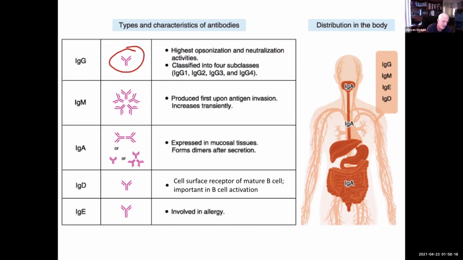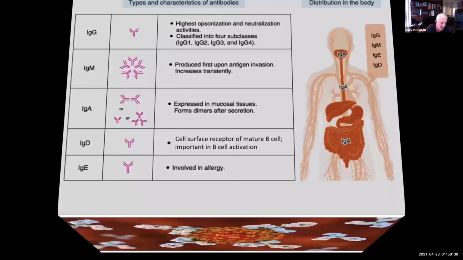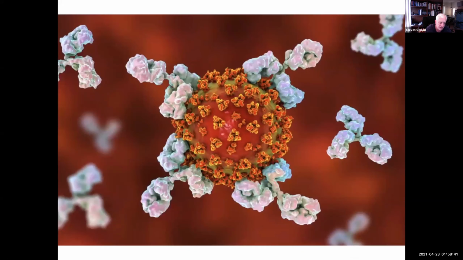IgM, produced first by the antigen invasion, increases transistivity. IgA, in mucosal tissue. They form dimers, means they form two at a time, a pair. IgD is surface receptors for mature B cells. And then IgE is what's involved in your allergic responses. So they all have different responses of how they act in the body. And that's what the cell looks like.